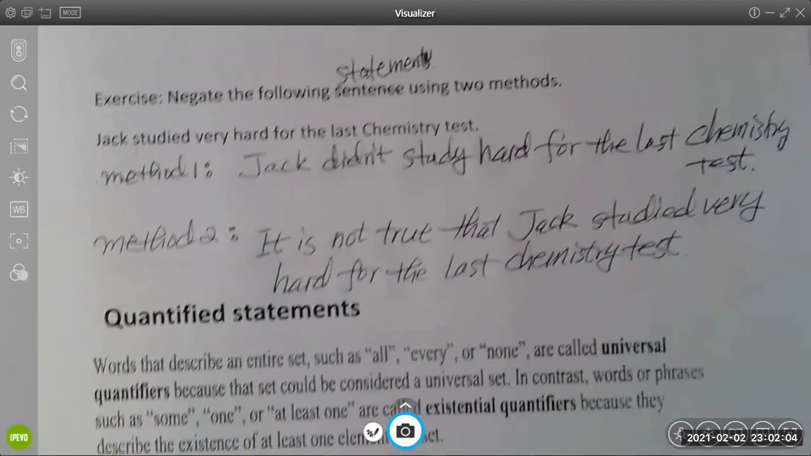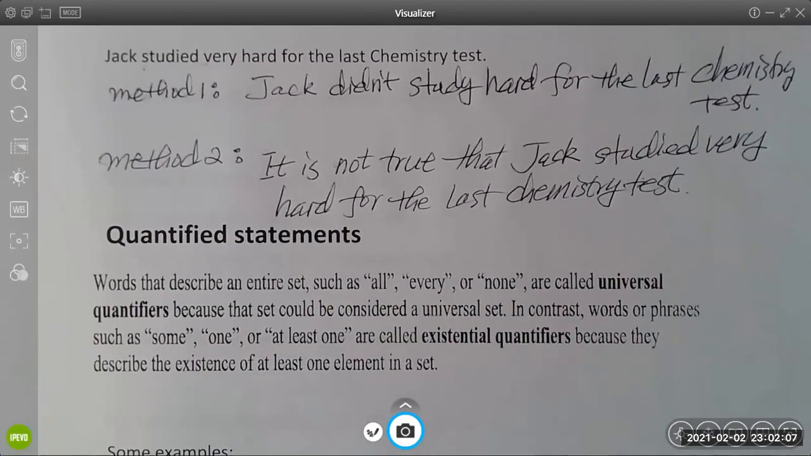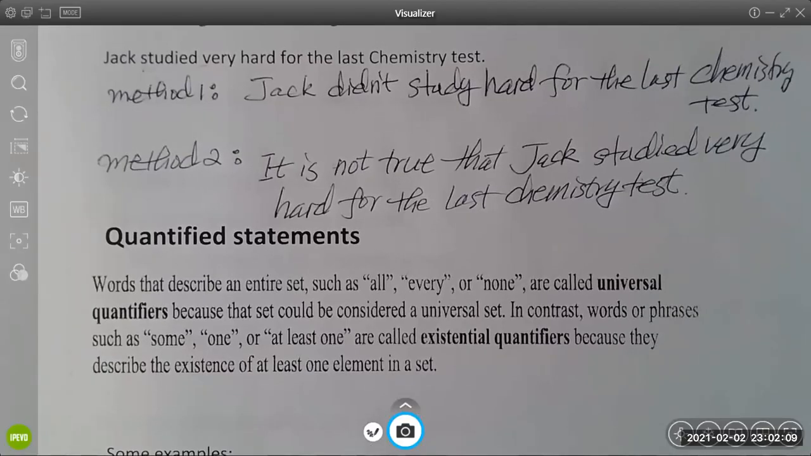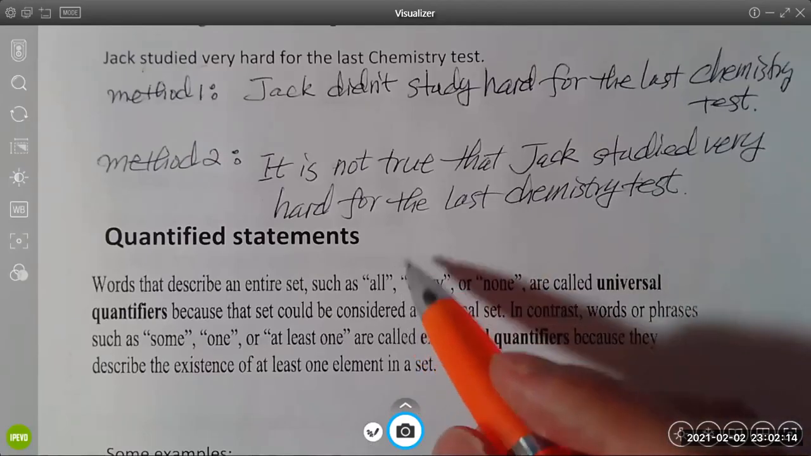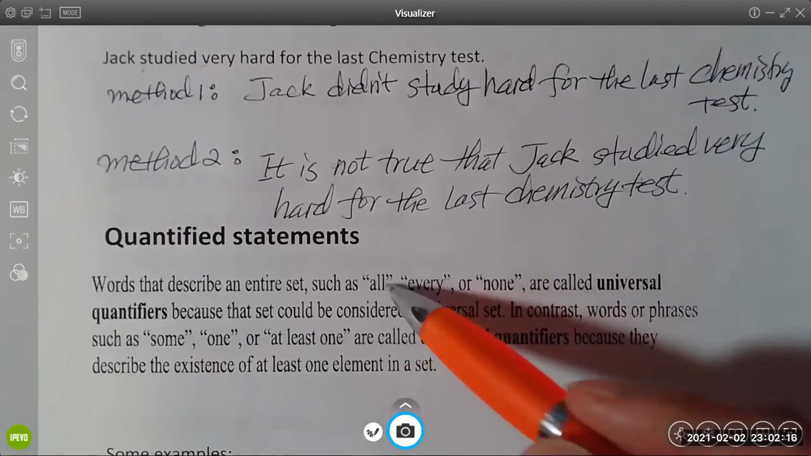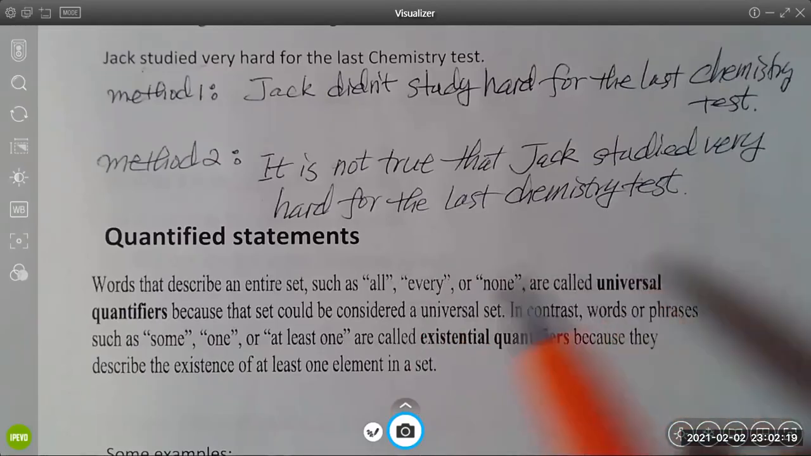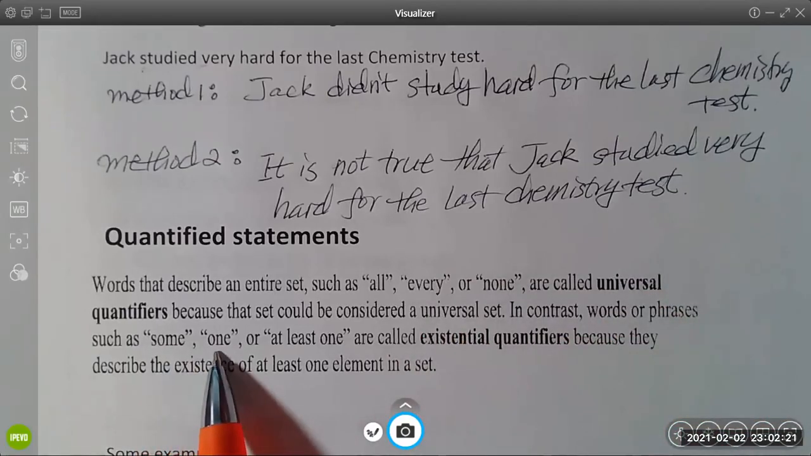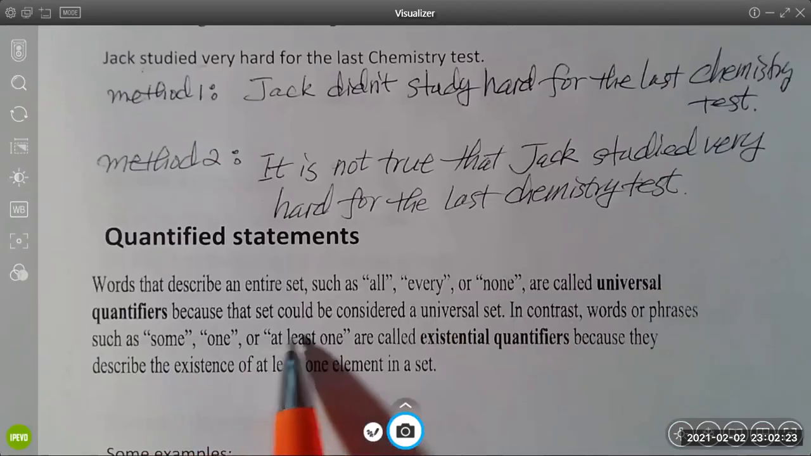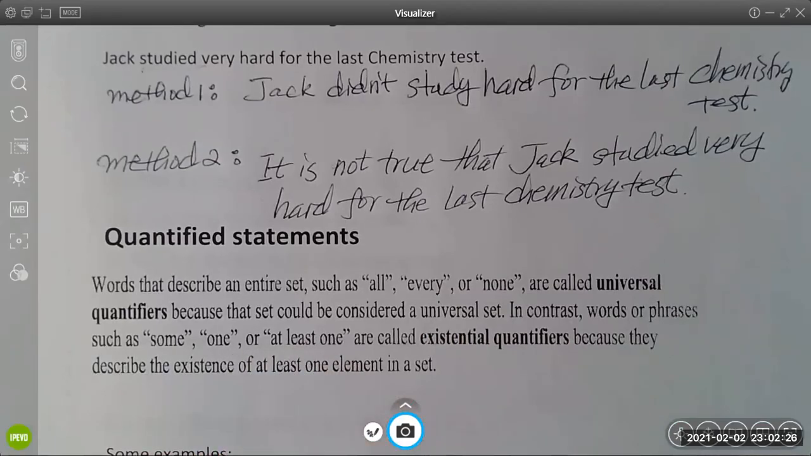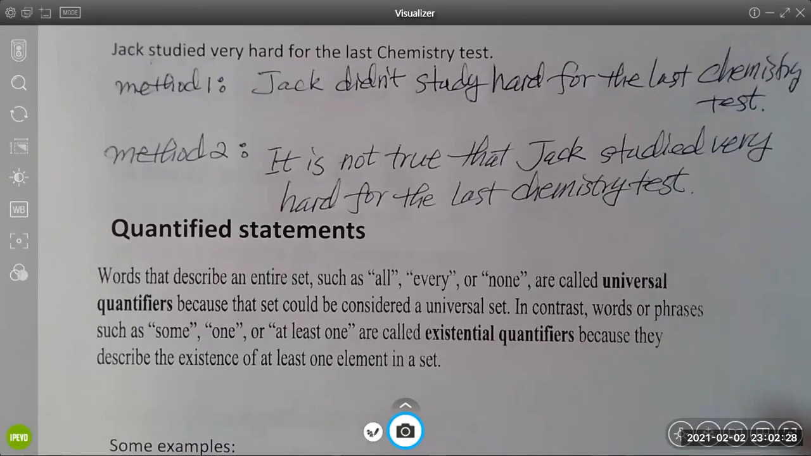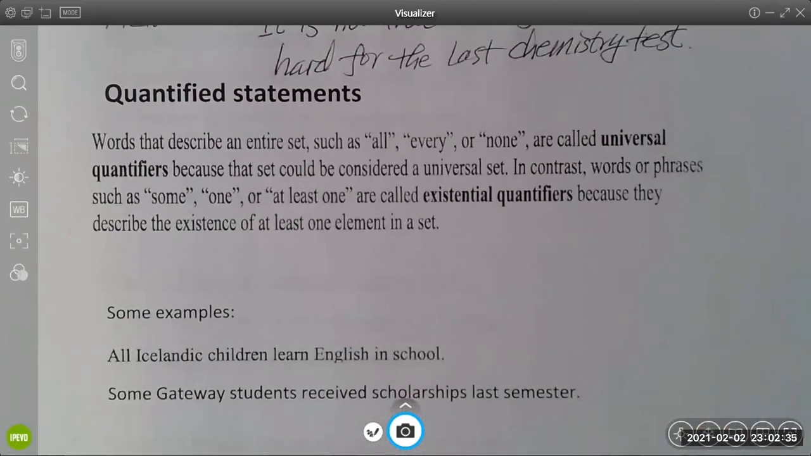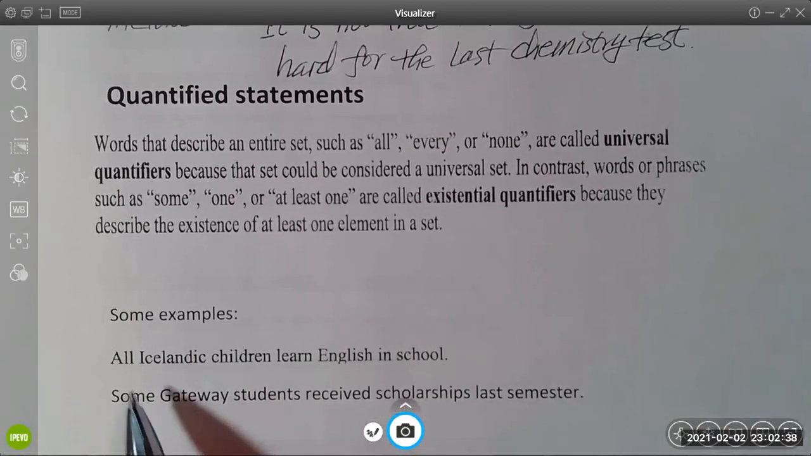Now, the next topic is about quantified statements. So what is a quantified statement? Basically, when you put one of these words, such as all, every, none, or some, one, at least one, these quantifiers, in front of a statement, that statement becomes a quantified statement. Okay. Now, some examples of quantified statements.